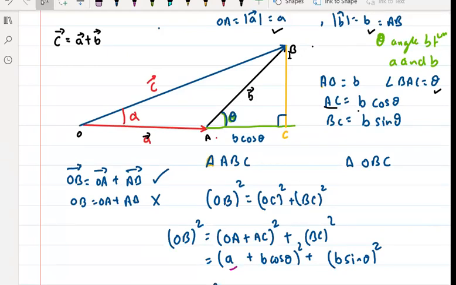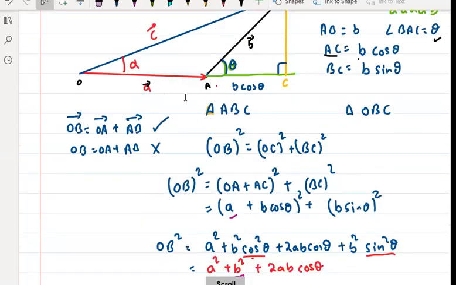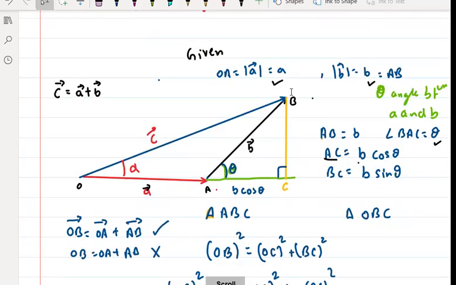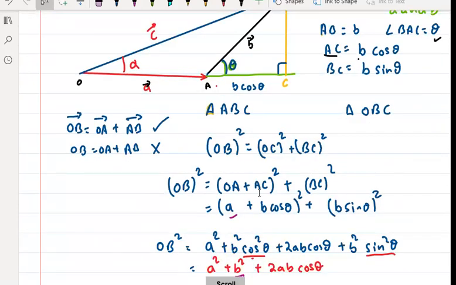Anyone have any doubt in this? Plus BC square as it is. Now what is OA? Sir, OA is given as A. And AC we calculated as B cos theta, and BC is B sin theta. Now we know what is (A plus B cos theta) whole square.